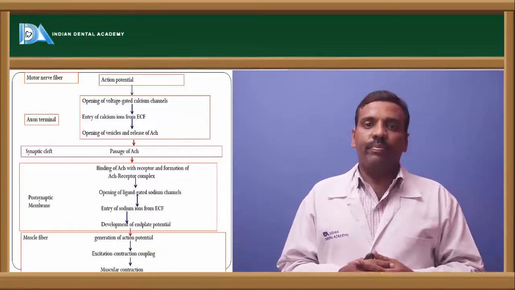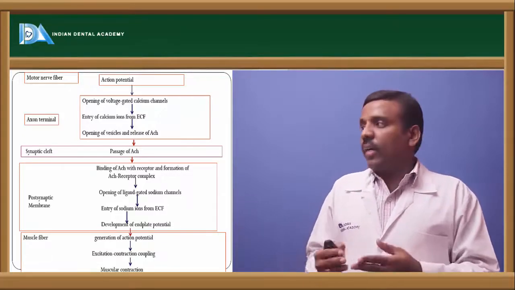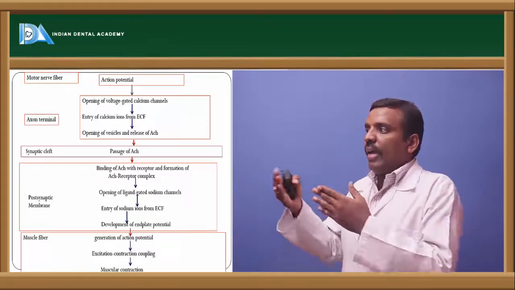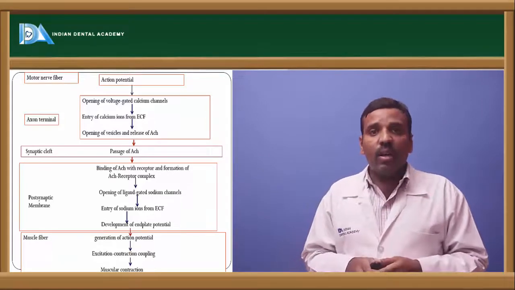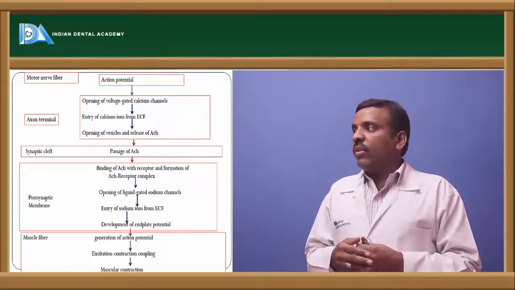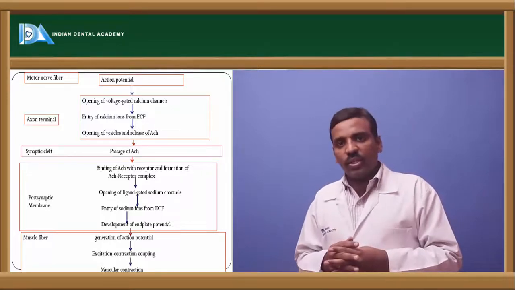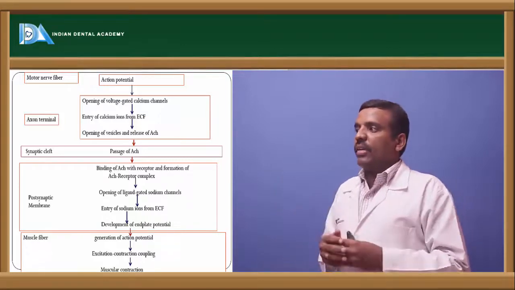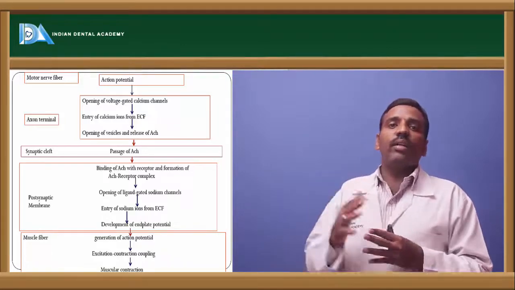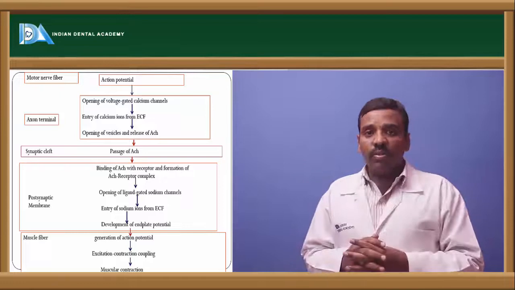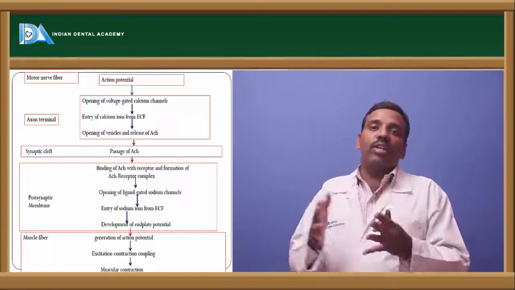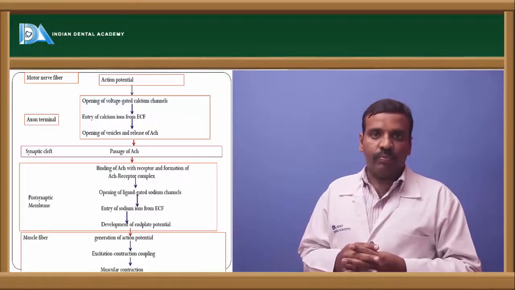The first step is the action potential in the motor nerve fiber. Next, in the axon terminal of the nerve fiber, we have opening of the voltage gated channels and the movement of that impulse. Next is entry of calcium into the ECF, and after that opening of the vesicles and the releasing of the acetylcholine.